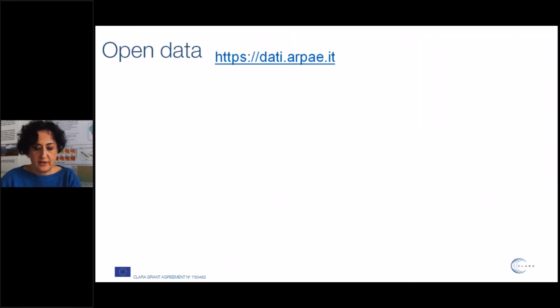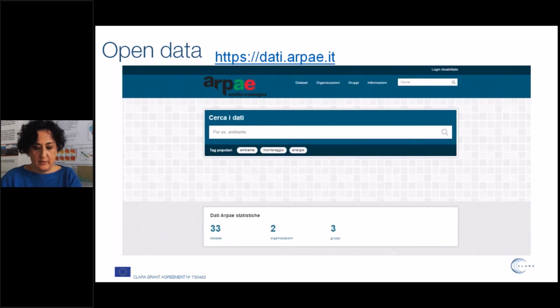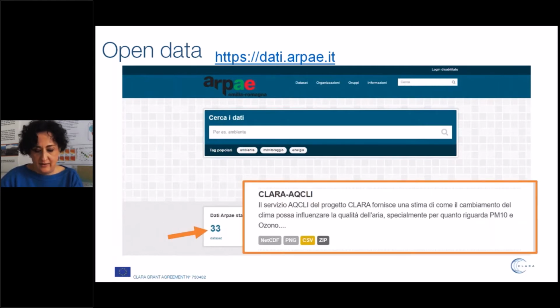All the data produced for the Aqcli service are available to any interested user. They are available at the ARPAE open data site that can be reached at this URL. It is a CKAN portal platform. The main page is very simple. We see that there are some data sets, all the data sets available at ARPAE. By clicking here, a complete list appears, and among the others, the one related to CLARA Aqcli is this one.